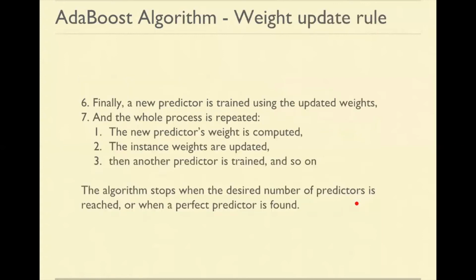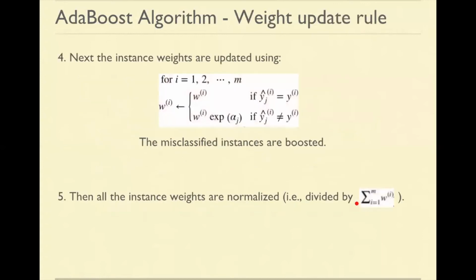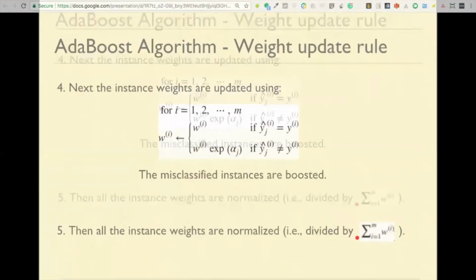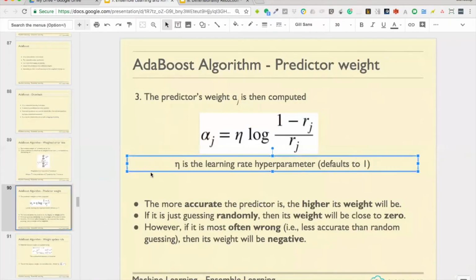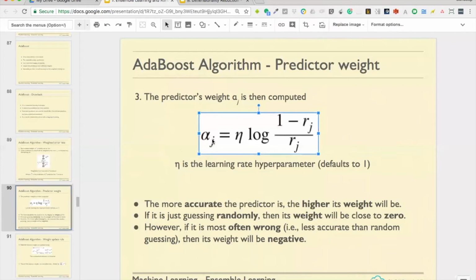Okay, a question from slide number 90. Yes, that's right, Binta, the formula is in item 3. So his question was with respect to this one: why does the predictor have such a weight alpha? So what does alpha represent?